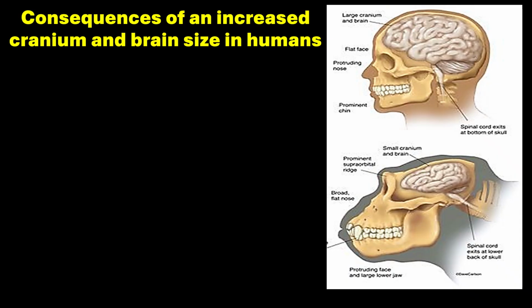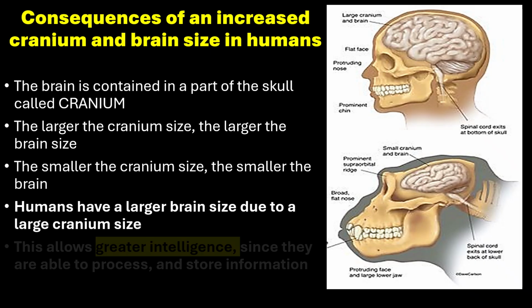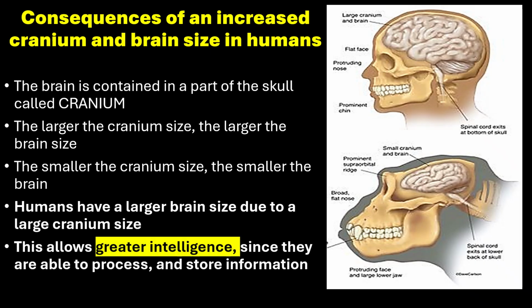Then we look at the consequences of an increased cranium and brain size in humans. Again, we go on to the same thing. At the end of the day, the larger the cranium, the larger the brain size, this allows greater intelligence since they're able to process and store information. So here ends the explanation part.